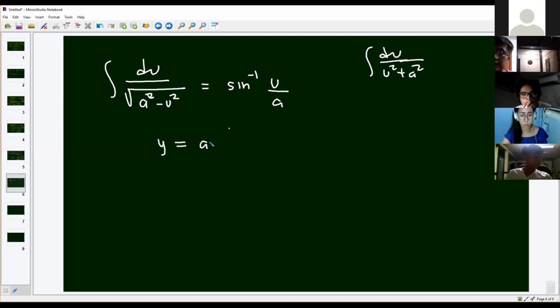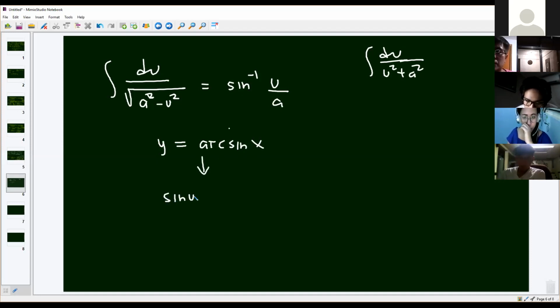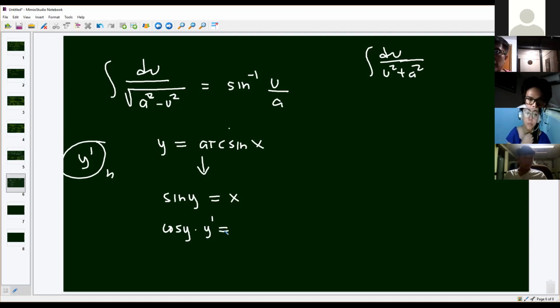y is arcsine x, or sine inverse x. You know this is equivalent to sine y equals x, right, guys? If we want to solve for y prime, we should differentiate implicitly. What is the derivative of sine y? Cosine, times y prime. Very good. Cos y times y prime. Derivative of x?